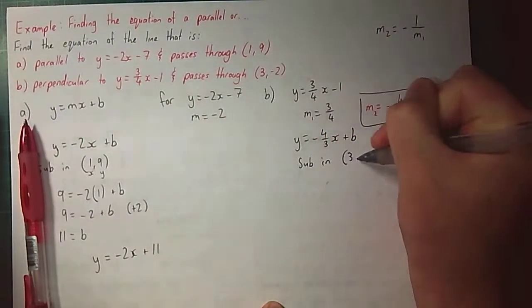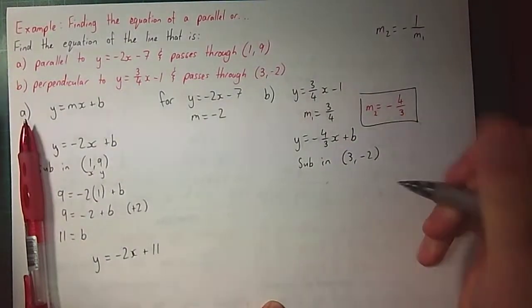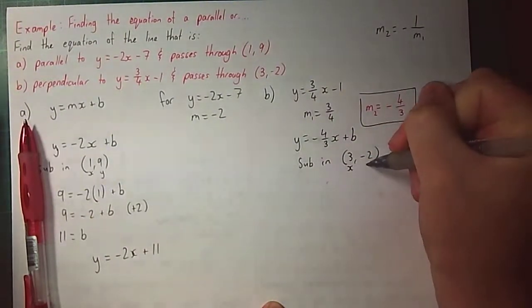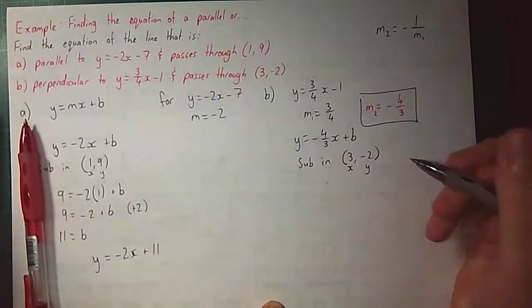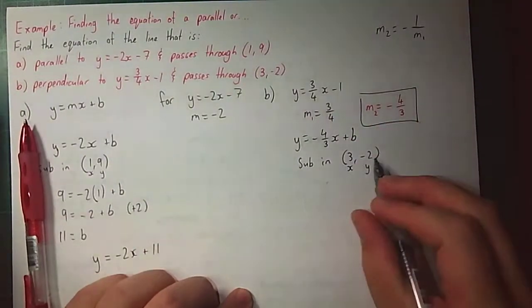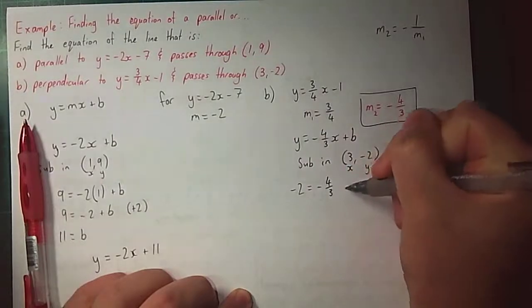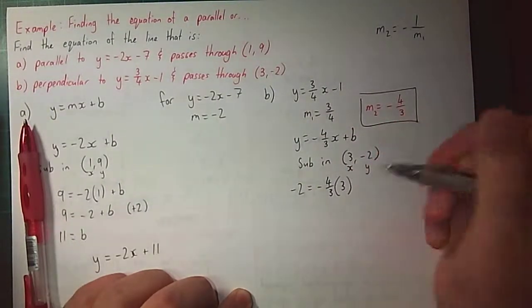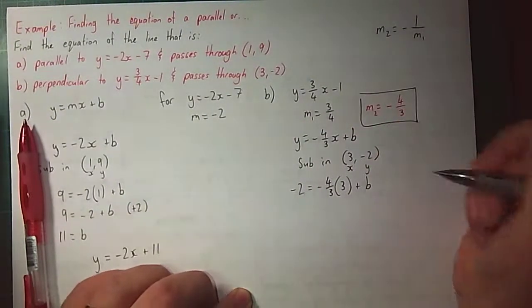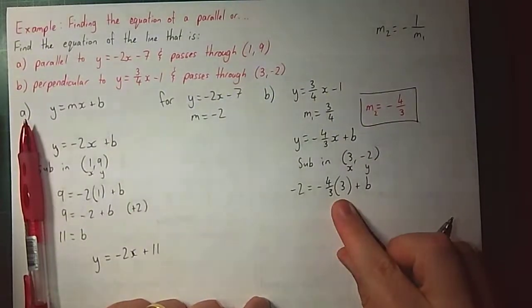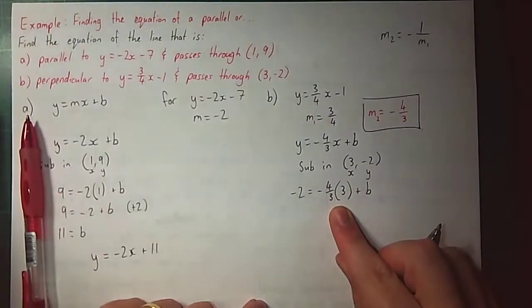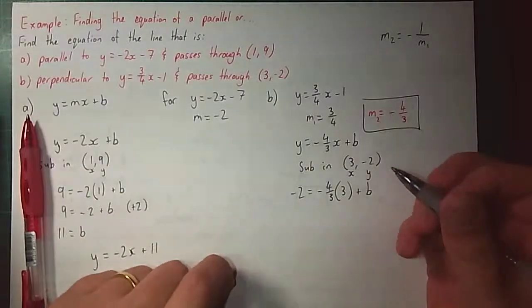So our point from the question is (3, negative 2). So wherever we see an x, we're going to pop in 3, and for y, we're going to pop in negative 2. So we'll do that now. We're going to have negative 2 is equal to negative 4 on 3, and then in brackets I'm going to pop 3, plus b.